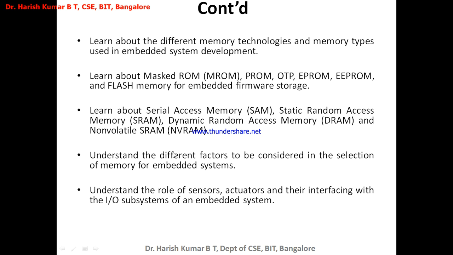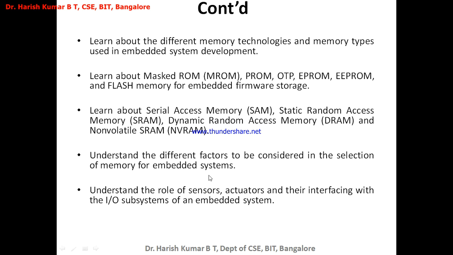And one more important thing that you will understand is the different factors that need to be considered in the selection of memory for an embedded system. We have these many types of read-only memories and these many types of random access memories. Now, which memory to choose? What are the different factors or parameters I should look at in order to select the read-only memory and the random access memory?